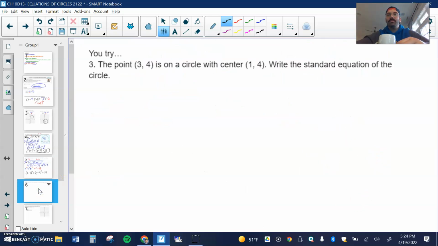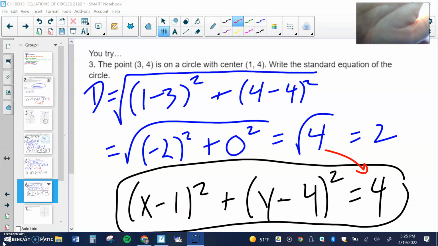Why don't you guys try this one? Pause the video, and then I'll show my work afterwards. So give it a pause. You ready? Pause it. I guess that didn't really work. You get the point.